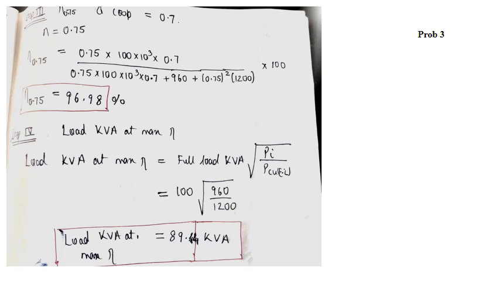Now coming to the fourth part, that is load kVA at maximum efficiency. So the load kVA at maximum efficiency is nothing but full load kVA that is already given to be 100 kVA into under root of iron losses upon the full load copper losses. So the load kVA at maximum efficiency that we obtained is 89.44 kVA. So just stretching a bit, what do you mean by this 89.44? It simply indicates that when I connect a load equivalent to 89.44 on the secondary of the transformer, my transformer will be operating at maximum efficiency.